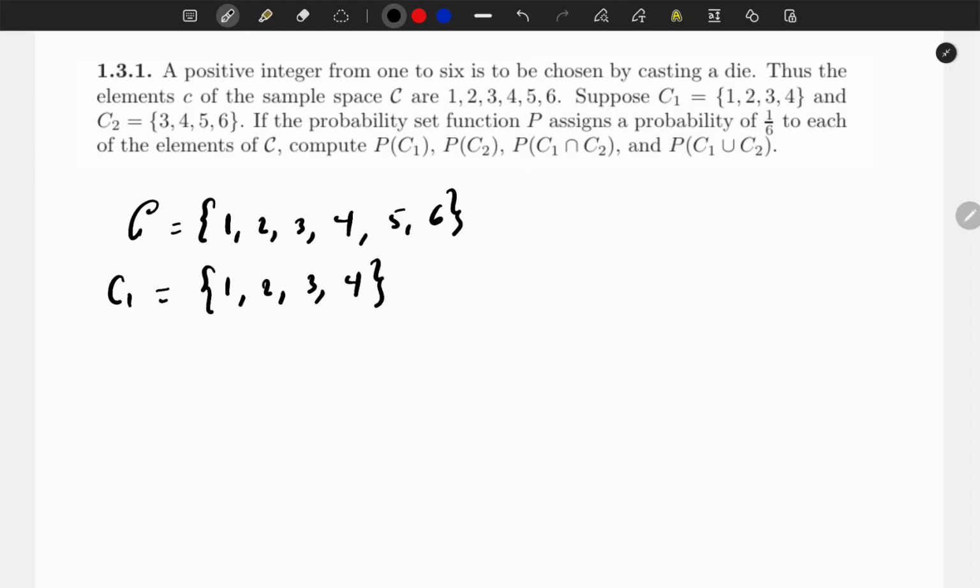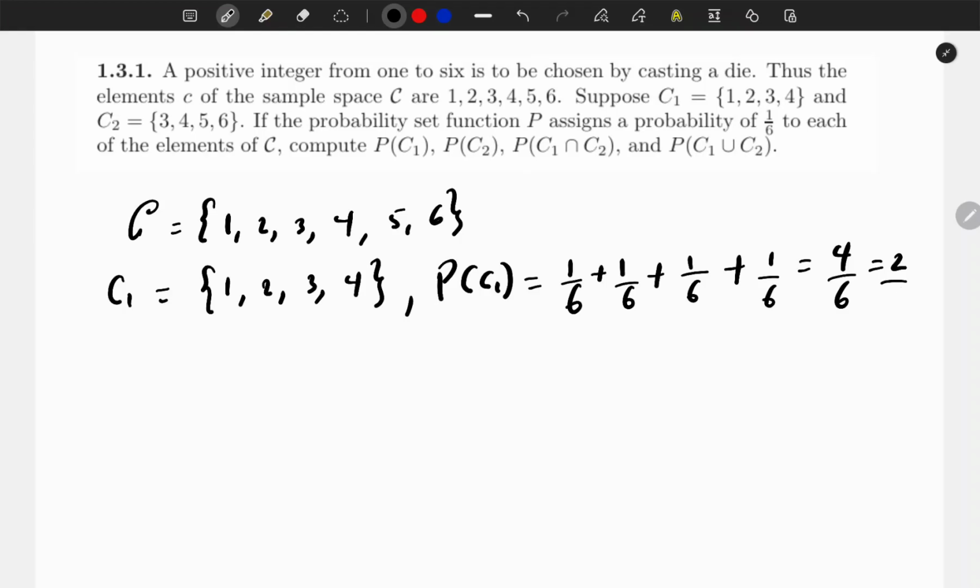P assigns a probability of 1/6 to each of the elements. So the probability of C1: for the first element we have 1 over 6. For the next one, 2 appears just once, and that's also 1 over 6. 3 appears just once, and that's 1 times 1 over 6, still 1 over 6. And for 4 also we have 1 over 6, and that gives us 4 over 6, which equals 2 over 3.